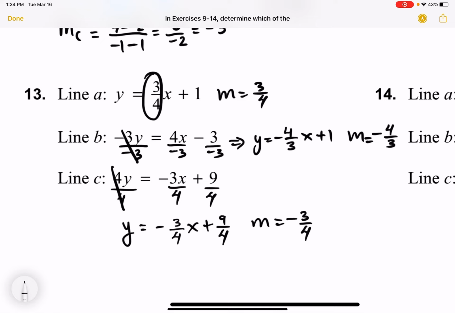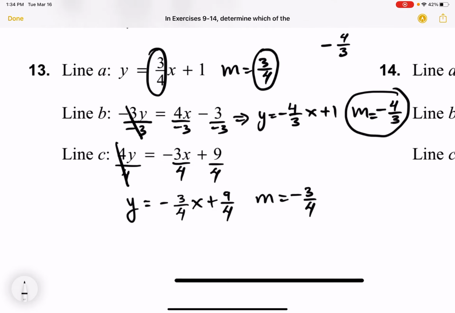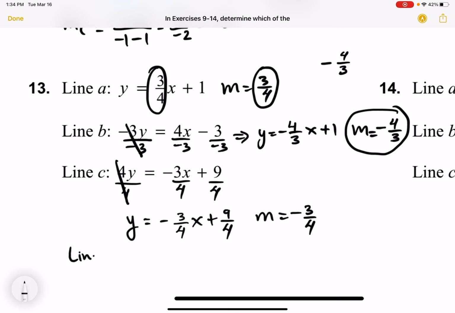So there are no parallel lines because none of the three slopes are the same. The three slopes are totally different. And then if you look at this 3/4 here, if you take the reciprocal of that, that'll give you 4/3. And if you change it to negative, that will match exactly with this slope right here. So we could say that line A and line B are perpendicular.